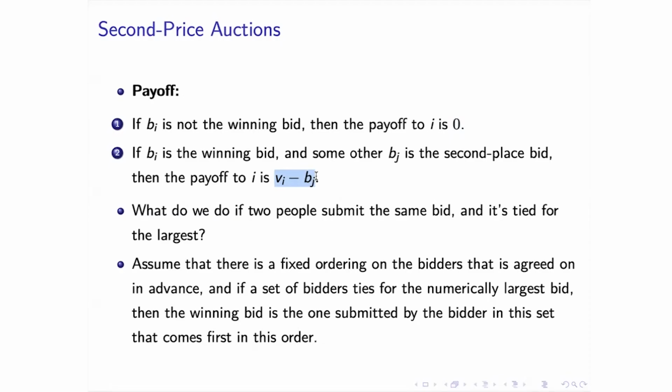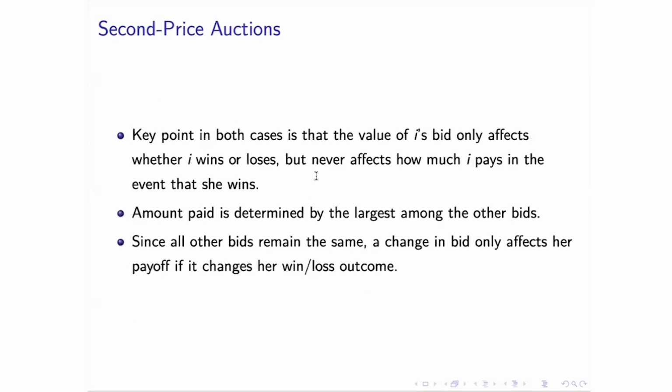So then where does Bi make the difference? Bi makes the difference in deciding whether the player is going to win the item or not, but it does not make a difference in terms of the payoff that is going to the player, conditional on him winning. So this is the key insight.